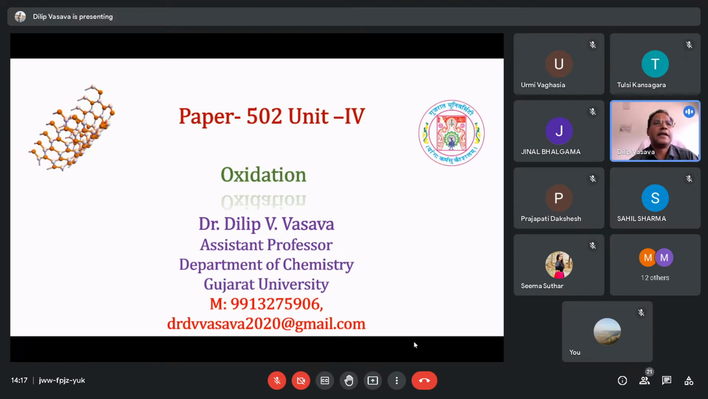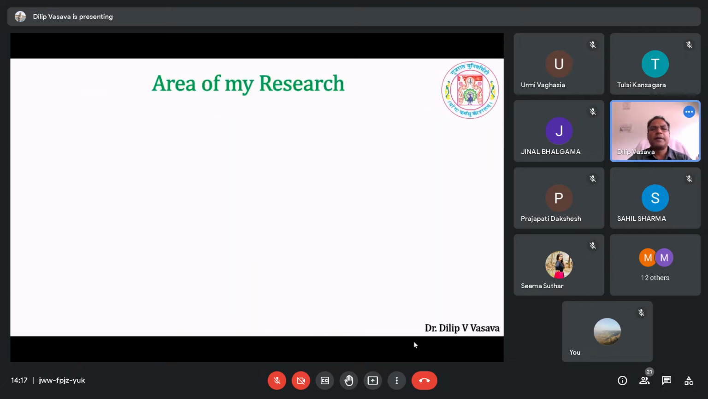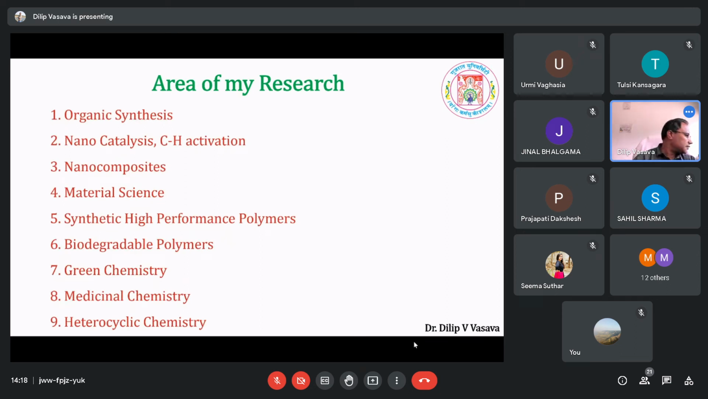So yesterday we had a discussion about the reduction reaction, and now we will see the oxidation reaction of the different functional groups. So this is what my group and I are working on: the organic synthesis of compounds, nanocatalysis and CH activations, nanocomposites. For nanocomposites, we have filed around 6 patents, and one is about to be approved.